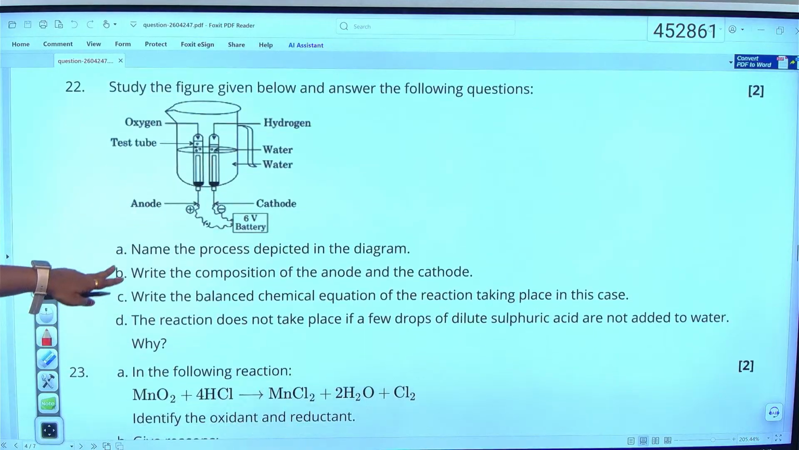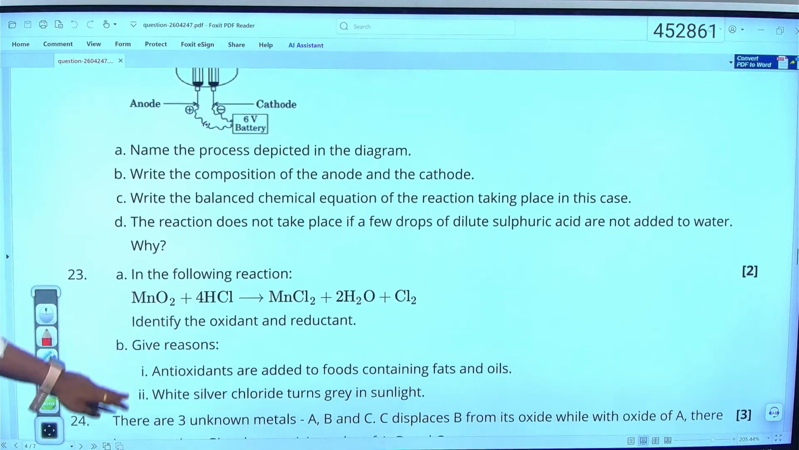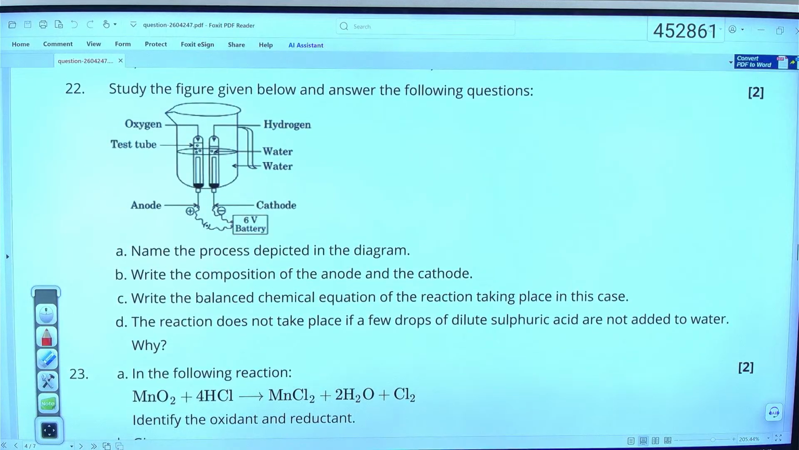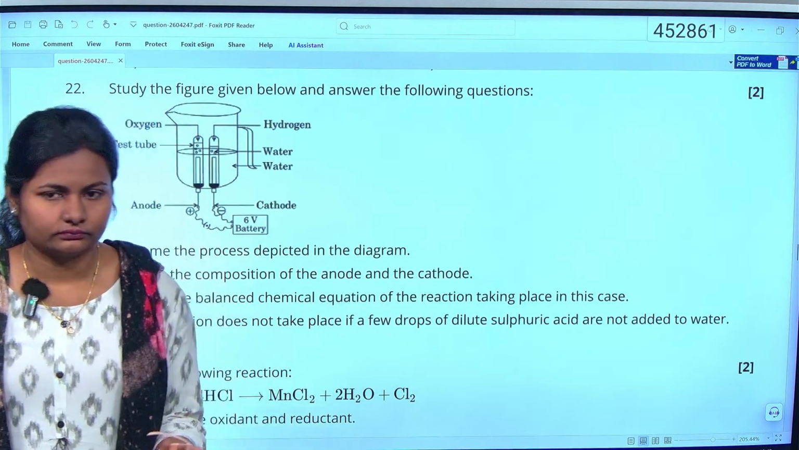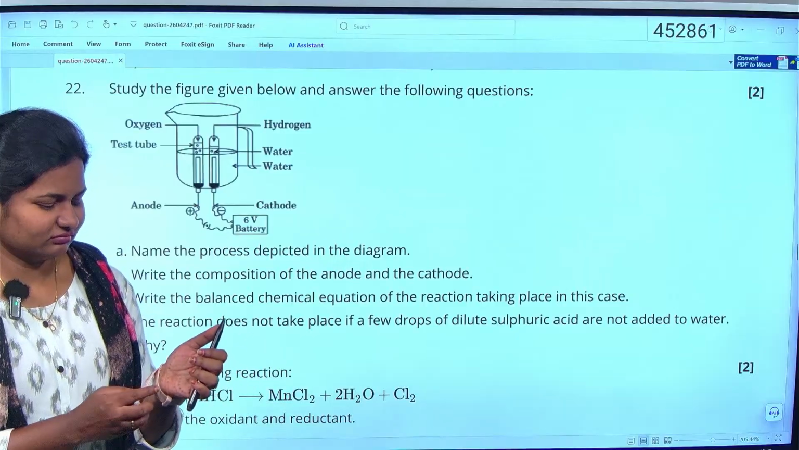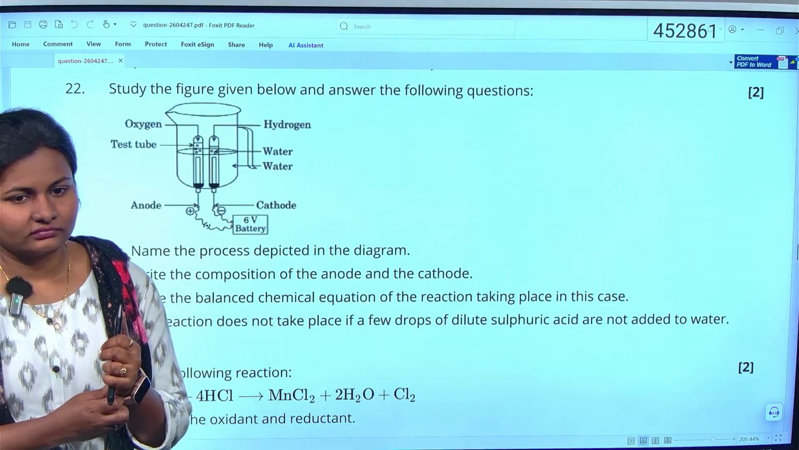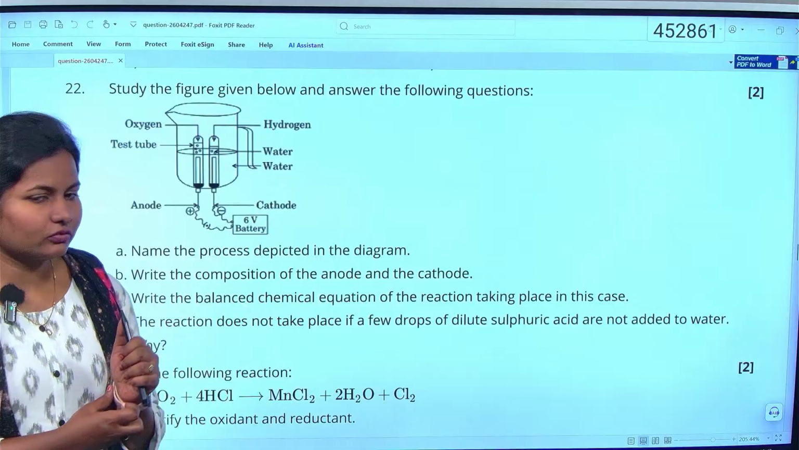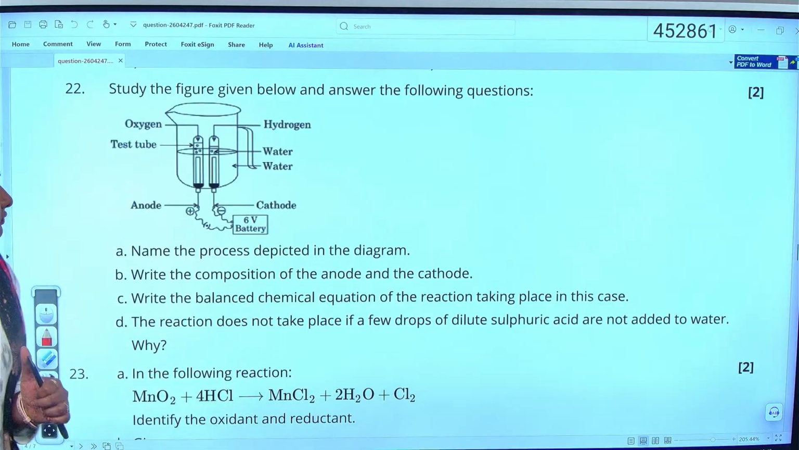Name the process depicted in the diagram. Electrolysis. Write the composition of anode and the cathode. Impure, pure. Composition of anode and cathode. So if nothing else is given, our electrodes will be carbon electrodes, graphite electrodes. So both anode and cathode here will be graphite electrode.